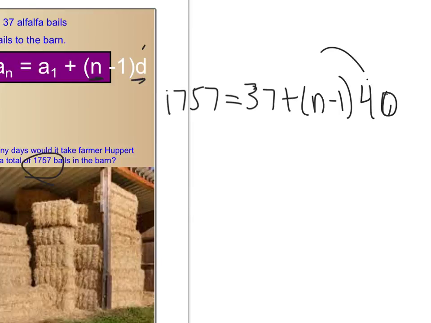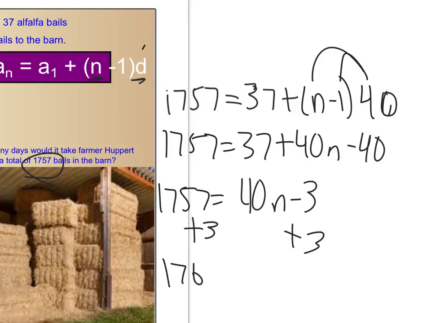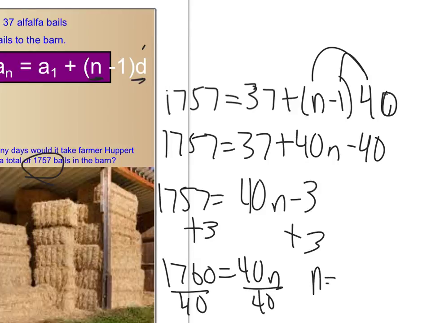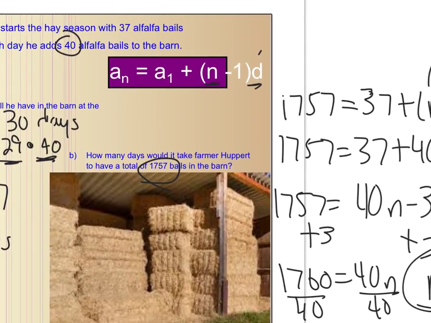So now solve this like you would any other algebra equation. 1,757 equals 37 plus 40n minus 40. So 40n minus 3. Add 3, 1,760 equals 40n. Divide by 40, and n is going to be equal to 44. So it will take 44 days for Farmer Hooper to get 1,757 hay bales in the barn.